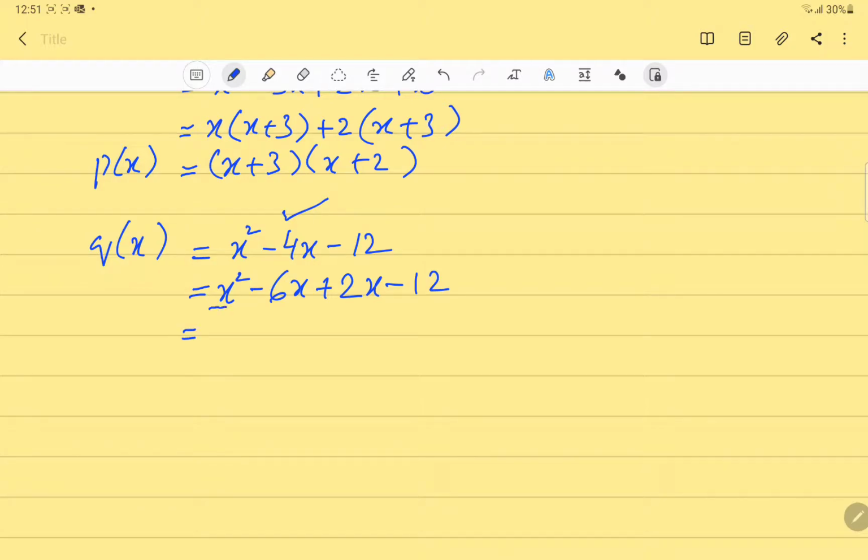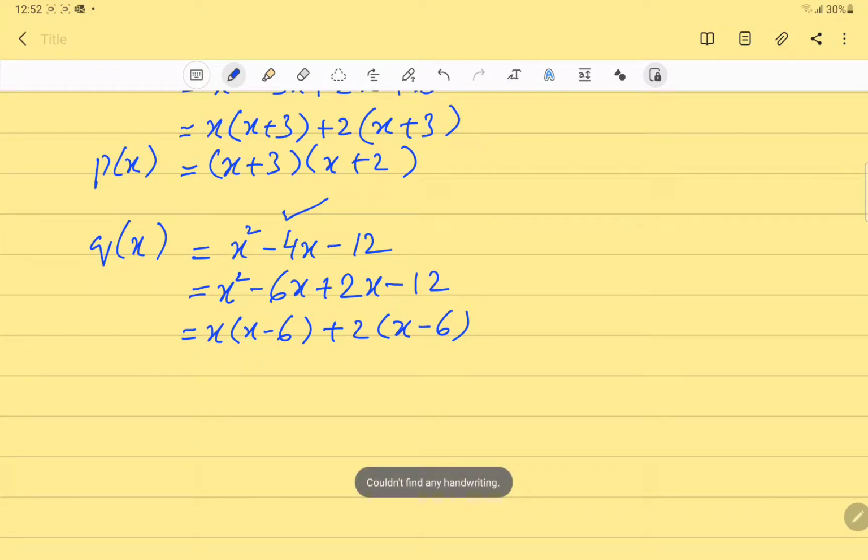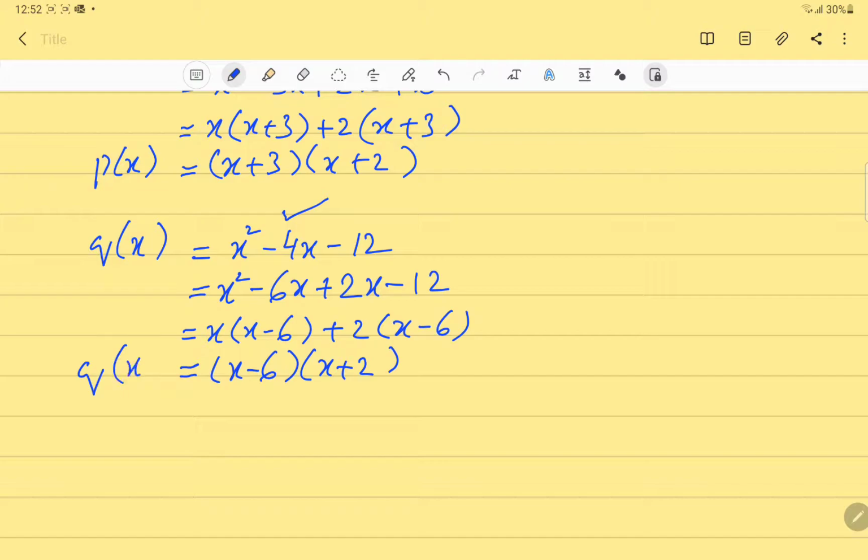Now again we will make pairs of terms. In the first two terms x is common, and in the second two terms 2 is common. Now in both the terms we have x minus 6 common, and in the second bracket we are left with x plus 2. So in this way we have factorized our second expression as well.